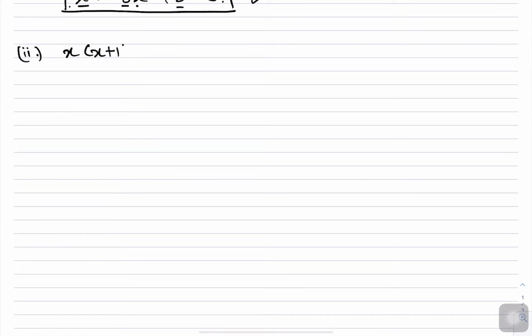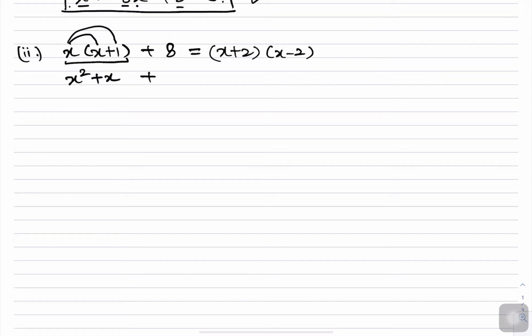Now let me do the second part of this example. X plus 1 plus 8 is equal to x plus 2 times x minus 2. So how will you solve it? Again we have to apply the distributive law. X square plus x, this is going to multiply by this, plus 8 is equal to, this is a plus b, a minus b.